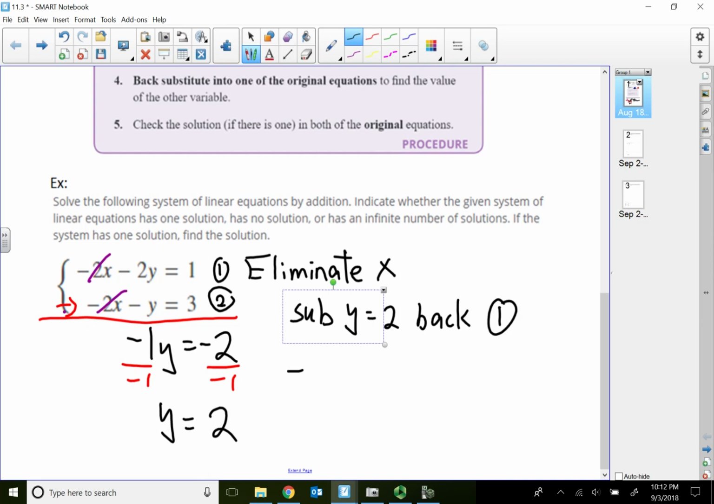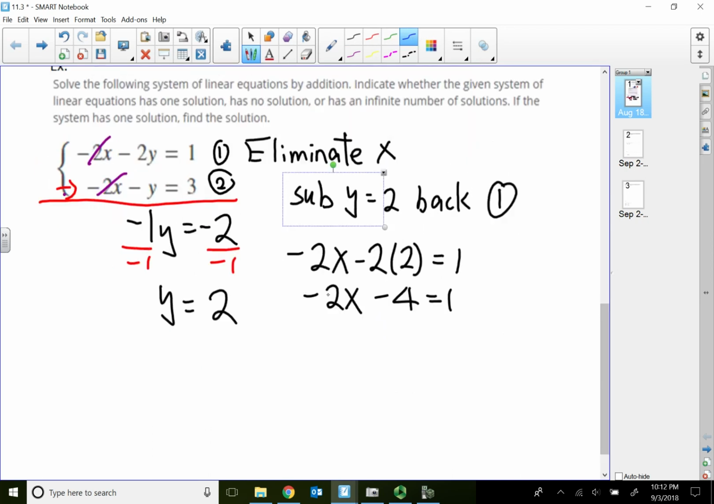So that will be negative 2x minus 2 normally times y. Now we will times positive 2 equal to 1. Alright, so that gives me negative 2x minus 4 equal to 1. So since my variable term, negative 2x, is negative, I'm going to move it over here. At the same time, I'm going to move my positive 1 back to the left side.